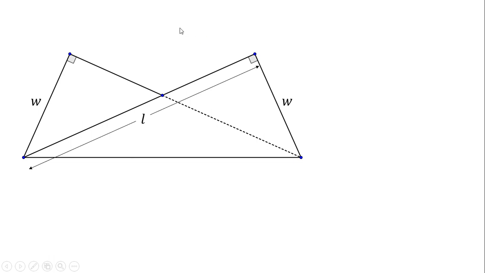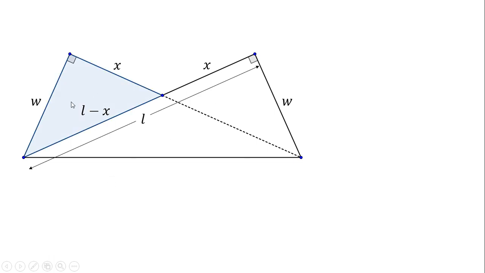Now, by symmetry, these two segments are congruent, so let's denote them by X. And so this remaining portion right here is just L minus X. Okay, let us derive an expression that will represent the area of this figure. Notice that I can just divide this figure into two right triangles, this one and this one.